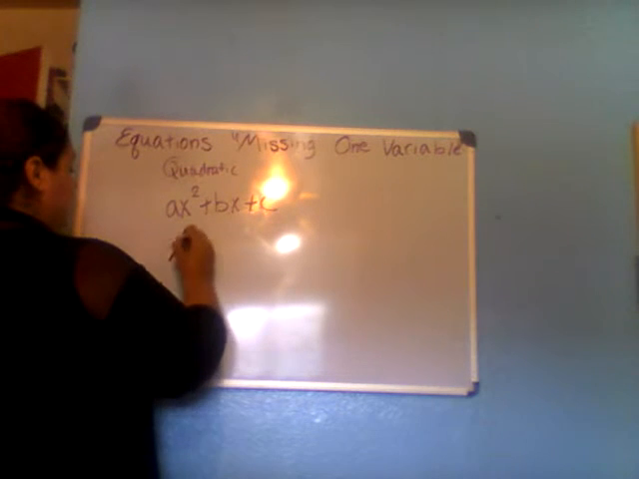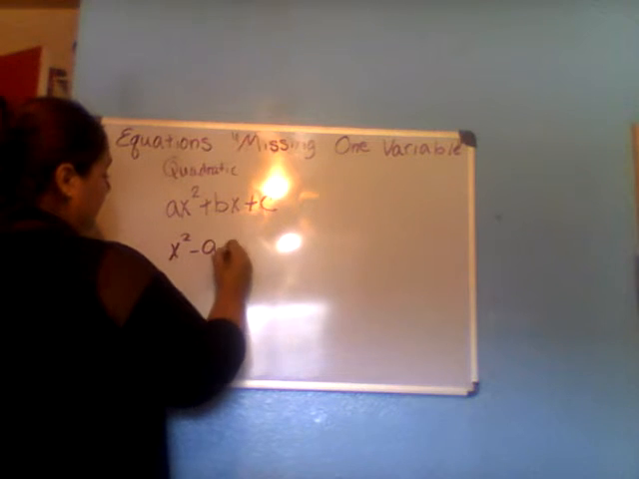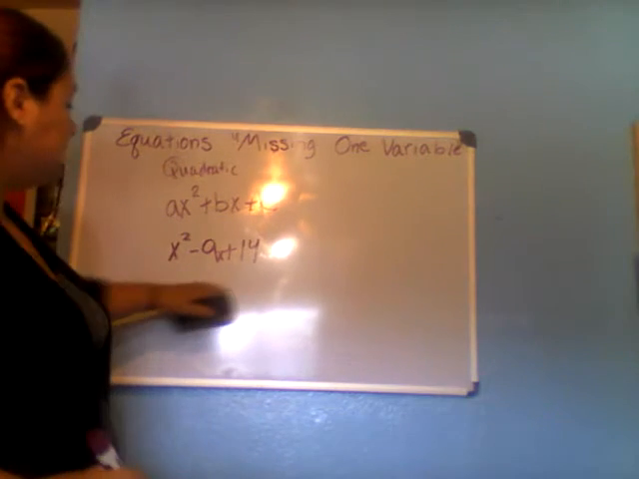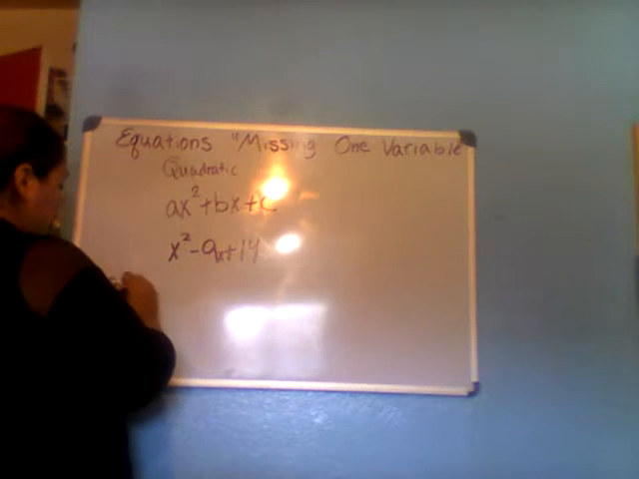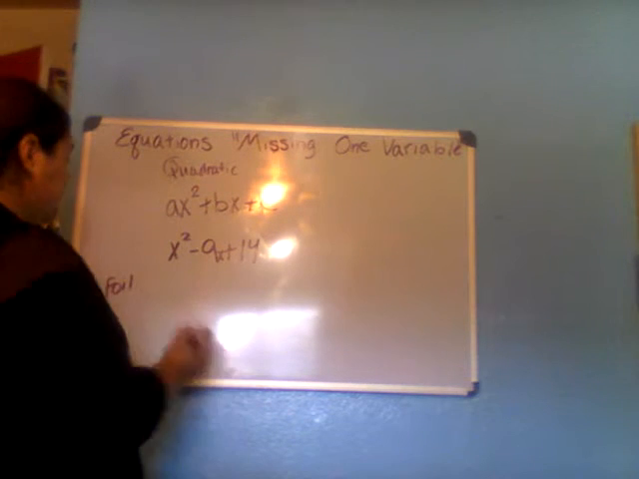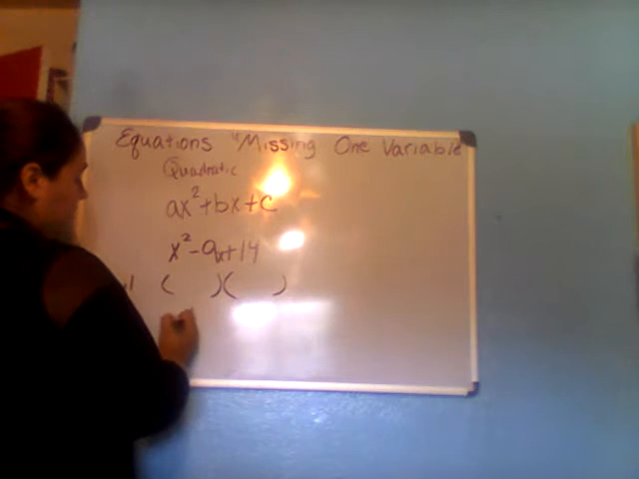Let's go with x squared plus 9x plus 14. Okay, so we need to look at these like this. So this is where we use FOIL, and we're going to go actually backwards with using FOIL. We're going to factor these out. So we know there's going to be 2 linear equations multiplied.